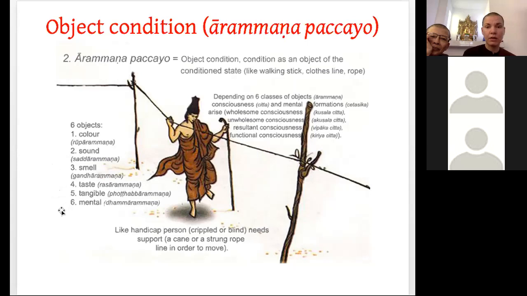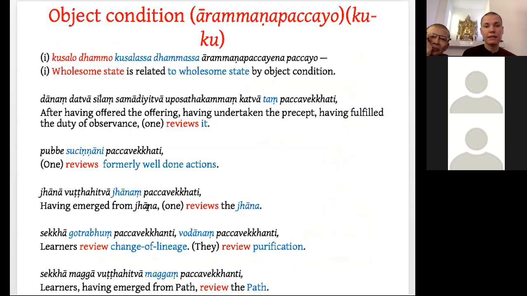Ārammaṇa means a support, and the commentary of Patthana gives this comparison to a rope or stick that helps a handicapped person to walk. So it supports the consciousness. The consciousness kind of rests itself on an object. Okay, so first we will look at the text, and then I'll try to explain one by one.